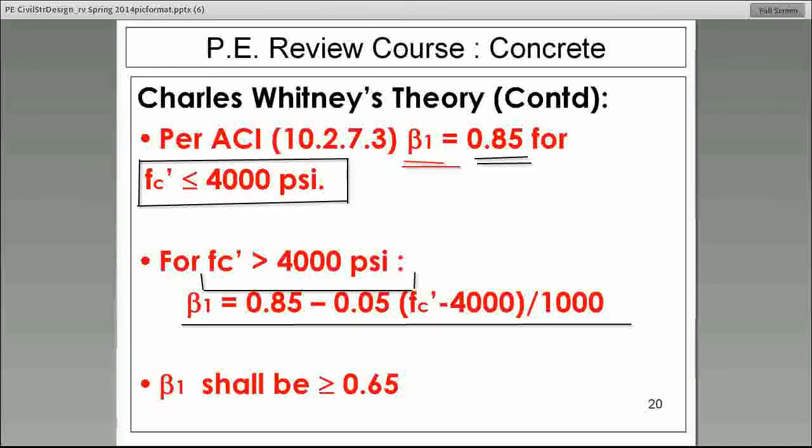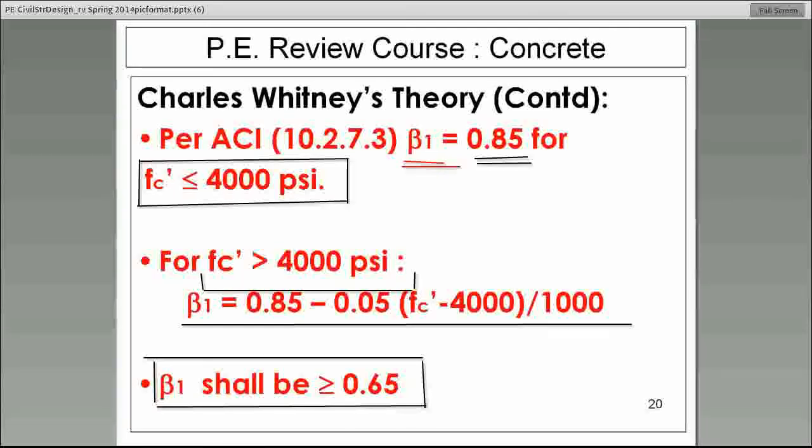Now, look at this, it's very important, the very last line at the bottom of this page. It says beta 1 shall be greater or equal to 0.65. Well, when you read that, that is code talk. Those of you who are structural designers are probably familiar with that kind of language. But in simple words, what we're saying is you can increase the compressive strength of concrete as much as you want, but there's a limit to how low beta 1 can go, and that is 0.65. All right.